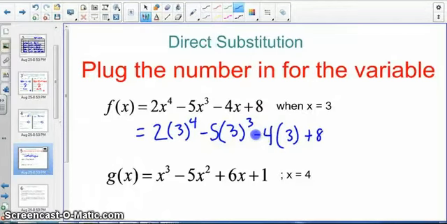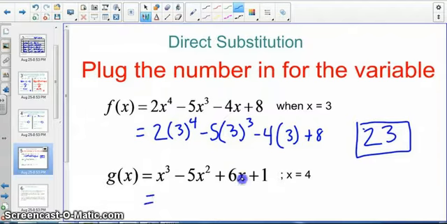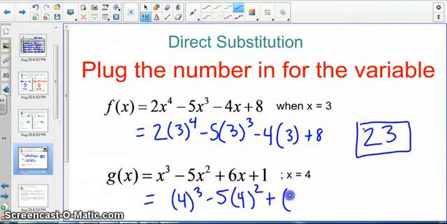And when I do that, I get 23. So again, for this next one, we're going to evaluate this when x equals 4. If you notice, what am I putting around that number that I'm evaluating? Putting parentheses around it.